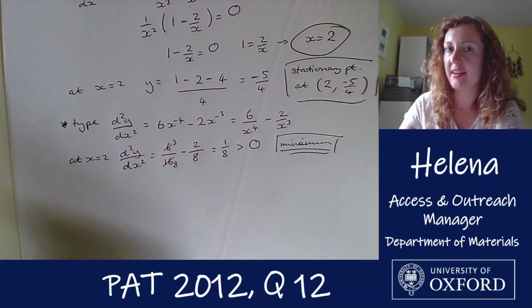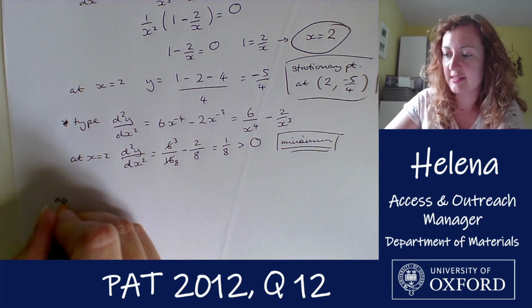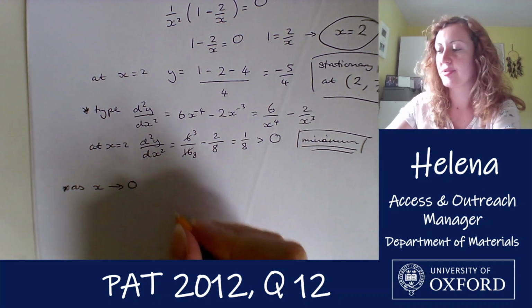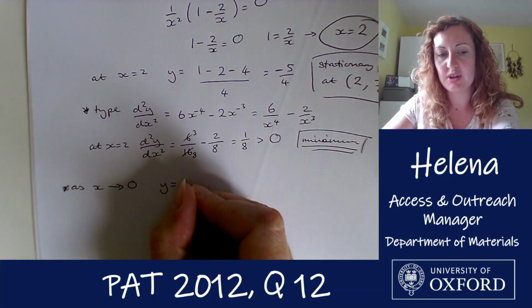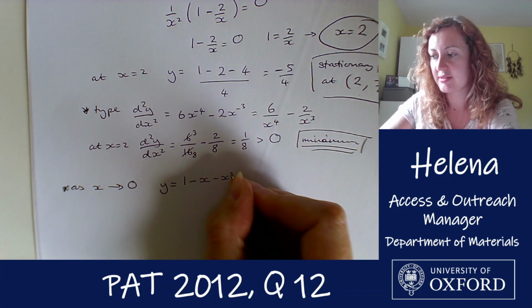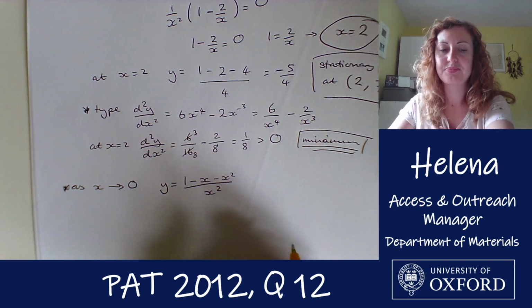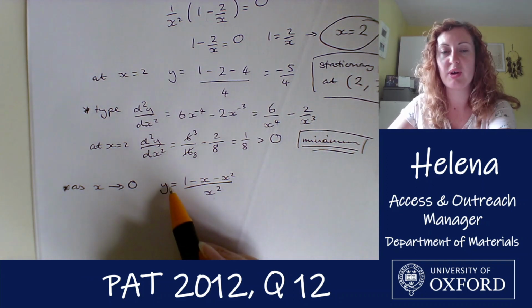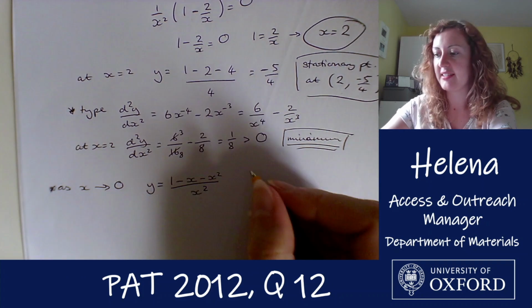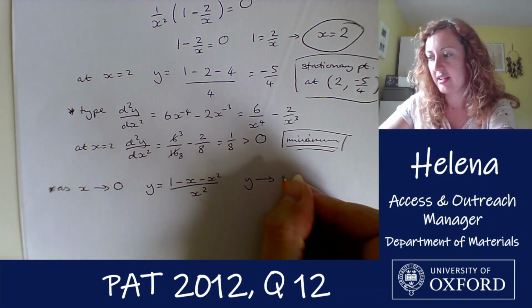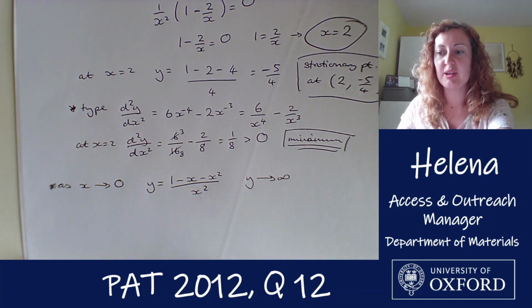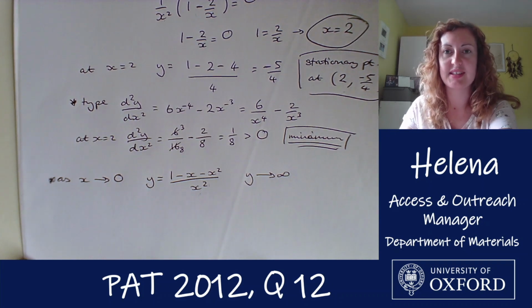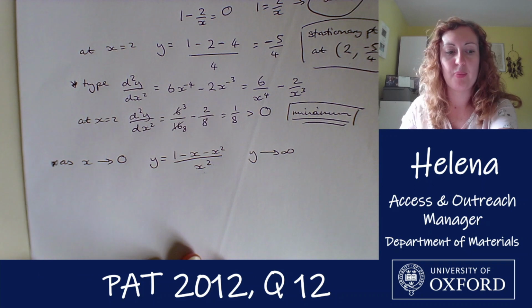So let's have a think. As x goes to 0, let's rewrite our equation so we can see it. So y equals 1 minus x squared all over x squared. Well, here as x goes to 0, we're dividing by 0, so we know that y is going to blow up to infinity. So when x goes to 0, we can see that y goes to infinity. And we can figure out whether that's a positive or negative infinity as we look at the graph as we're going to sketch, and I'll explain it when we get there.